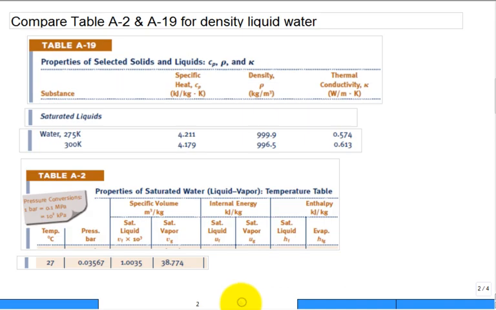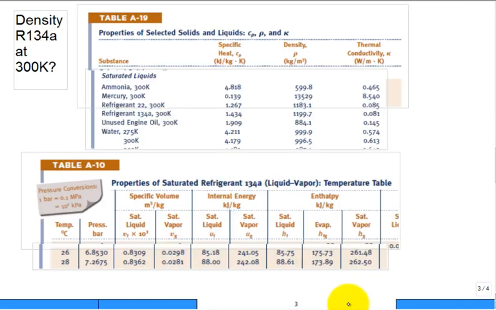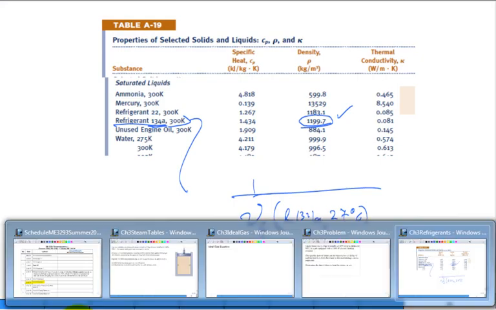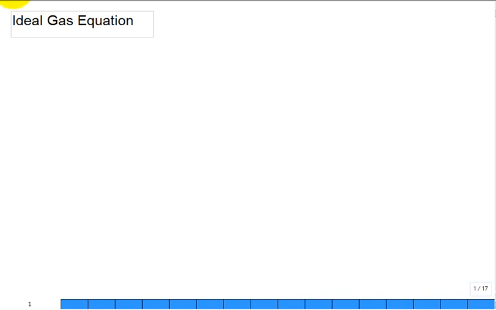We already talked about that table. Need to talk about ideal gas. Somebody says an ideal gas. What is an ideal gas? It's a substance that is accurately described by the ideal gas equation, which is PV equals n R bar T.